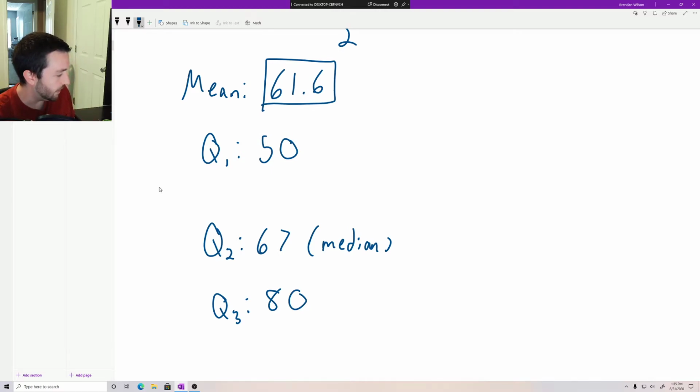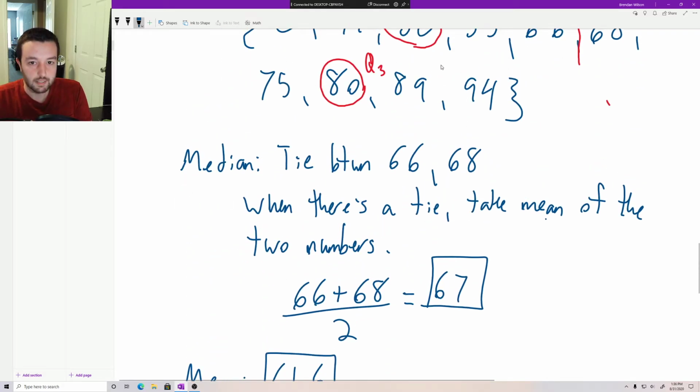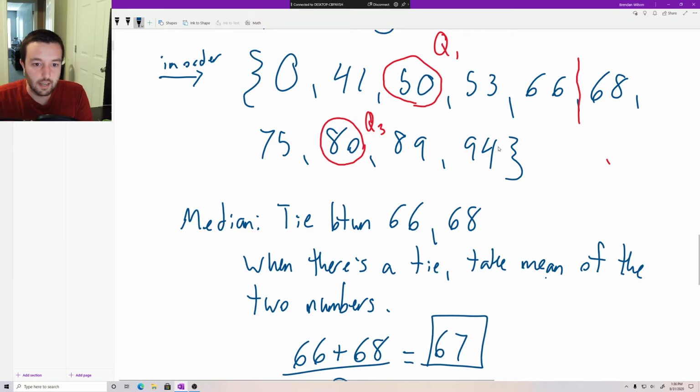Q4 we don't typically write down because Q4 is just the biggest number essentially, right? Q4 would just be the 94 here. Q4 is the 100th percentile, so that's saying every number is at or below this number, so that's going to be whatever your last number is. So we don't typically write it down.